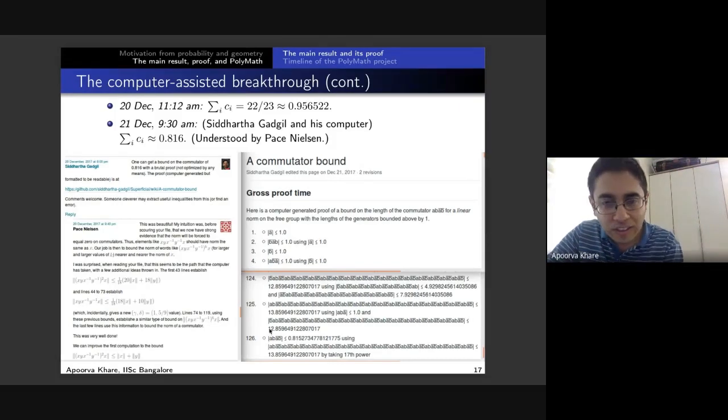And if you look at the 125th step, that is A, B, A bar, B bar, A, B, A bar, B bar, and so on. It's a huge string of 17 of those occurrences, less than 13.8, using the previous step. Therefore, taking the 17th roots, you get that the norm of a commutator is less than 0.815. So that is the proof.